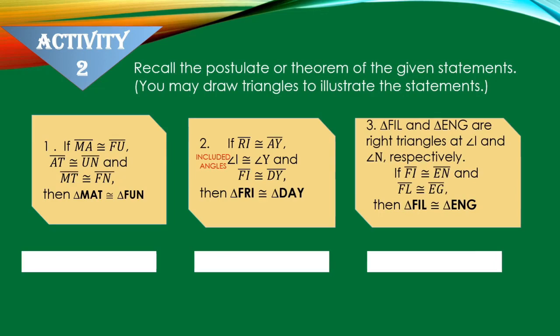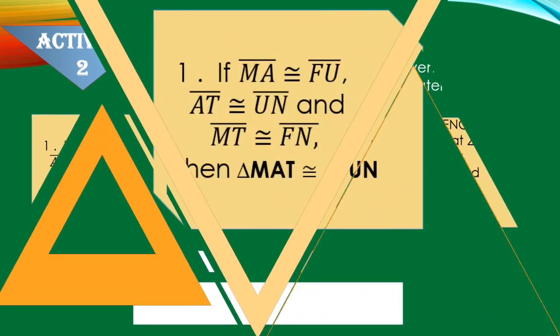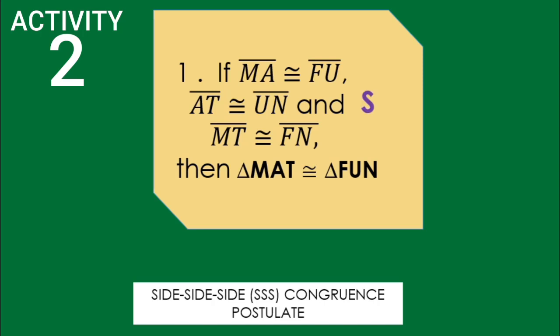Recall the postulate or theorem of the given statements. You may draw triangles to illustrate the statements. If segment MA is congruent to segment FU, segment AT is congruent to segment UN, and segment MT is congruent to segment FN, then triangle MAT is congruent to triangle FUN. So the answer is side, side, side, or SSS congruence postulate, because we have 3 pairs of congruent sides.